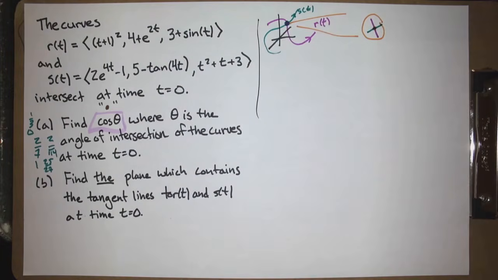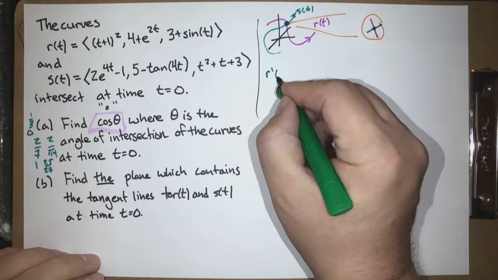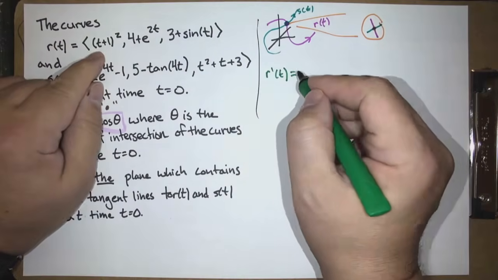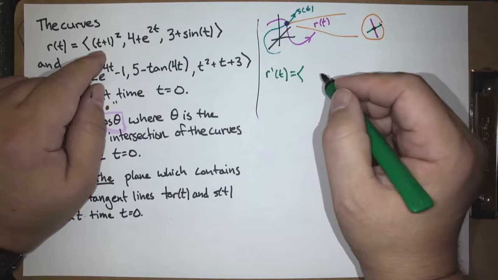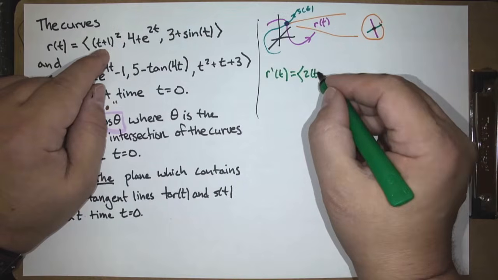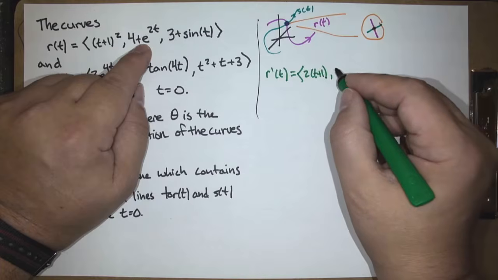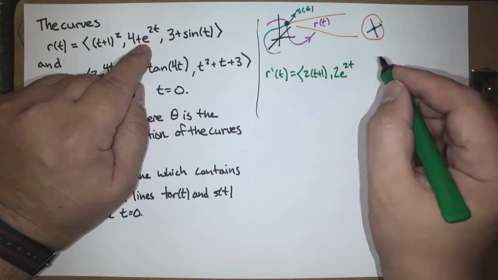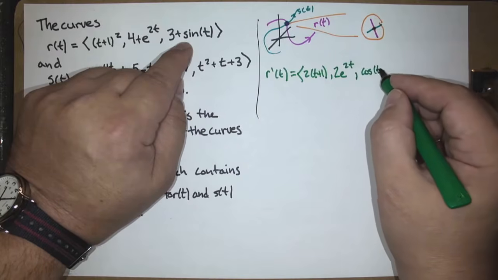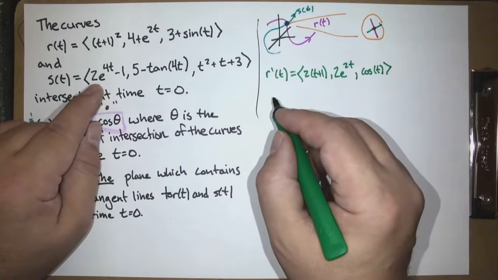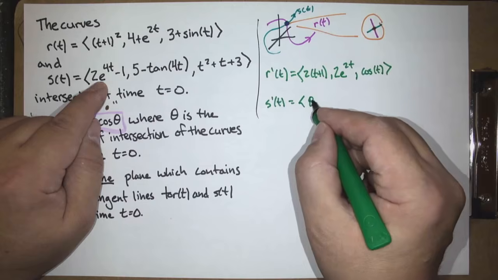Let's take r prime and s prime. What is r prime? All right, 2 times t plus 1. Good. Next one? 2e to the 2t. The 4 goes away because it's a constant. Okay, the next one. Cosine t. Derivative of sine is positive cosine. S prime of t is 8e to the 4t.